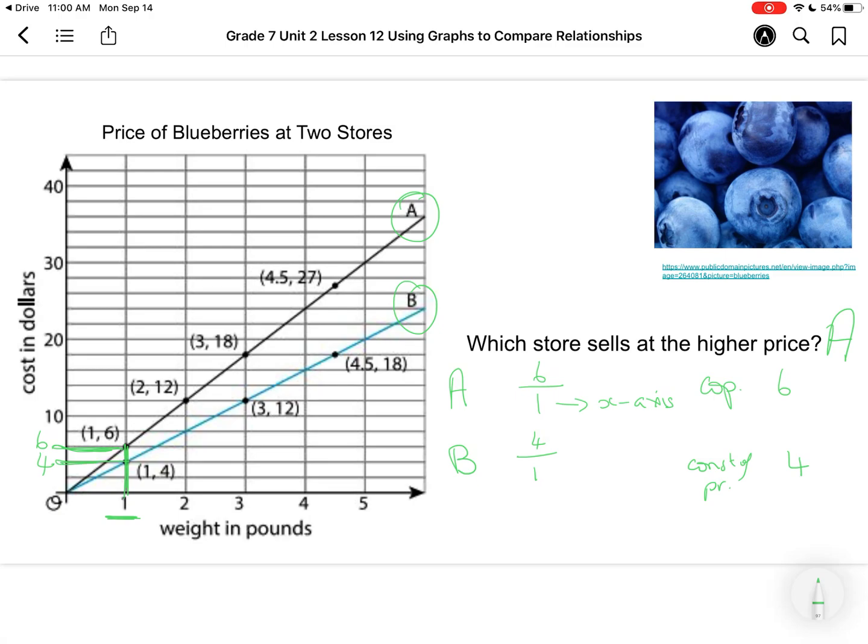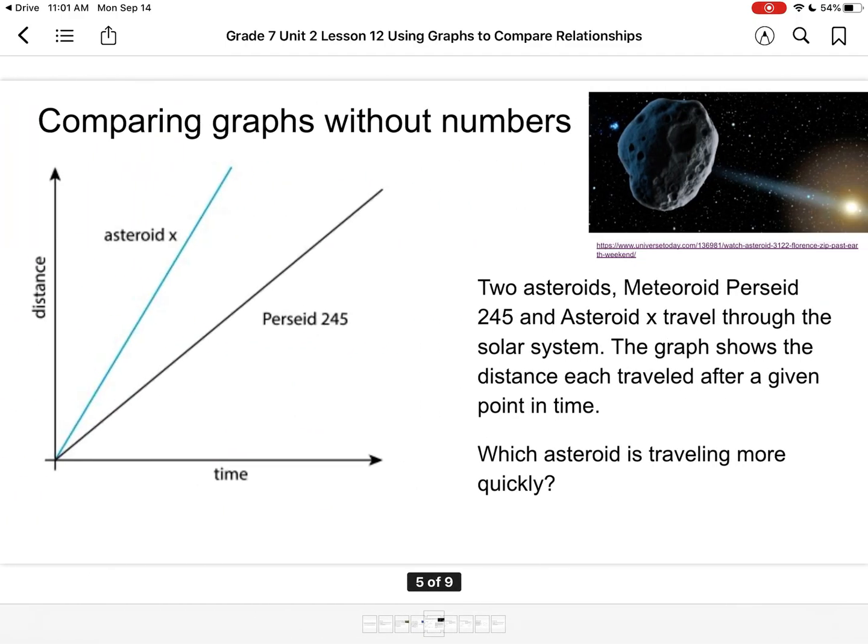And we can see that the greater constant of proportionality, 6, is greater than 4, has also got the steeper line. The line representing store A is the steeper line. So the steeper line represents the greater constant of proportionality when the denominator is represented by the x-axis. That's pretty important. Let's look at another example.